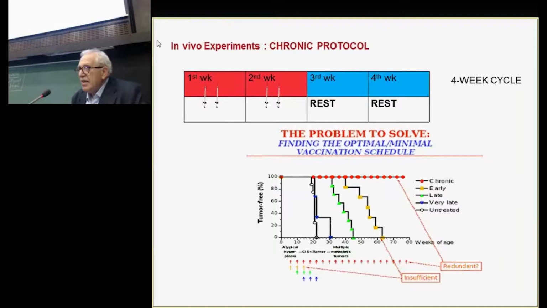And the experiment they had before was okay. They have a chronic protocol which is a cycle of 4 weeks: 2 weeks of vaccine administration, 2 weeks of rest, and then repeat that. In the 2 weeks of vaccine administration, every week we have 2 vaccine administrations, on Tuesday and Friday, if I remember properly.